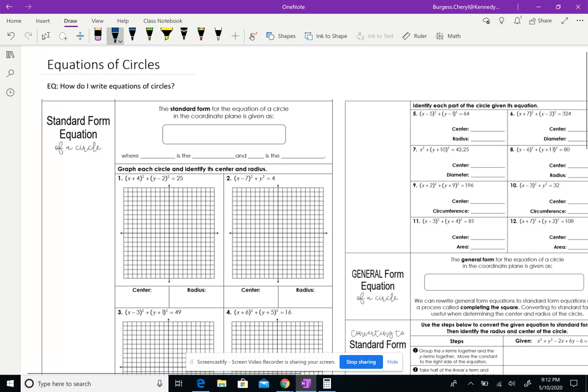So how do I write equations of circles? There are two different types of equations, standard form and general form. Standard form is a lot easier. The standard form for an equation of a circle is this: x minus h squared plus y minus k squared equals r squared.